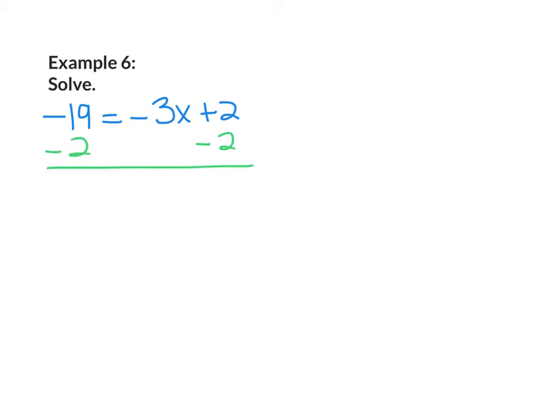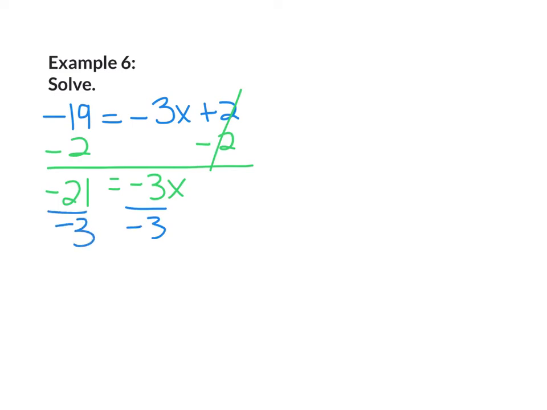So 2 minus 2, that cancels out. I'm going to bring down negative 3x. And then I have negative 19 plus negative 2 gives me a negative 21. I notice that 3 is being multiplied by x, so I'm going to go ahead and do the opposite of that, which is division. So I'm going to divide both sides by negative 3.